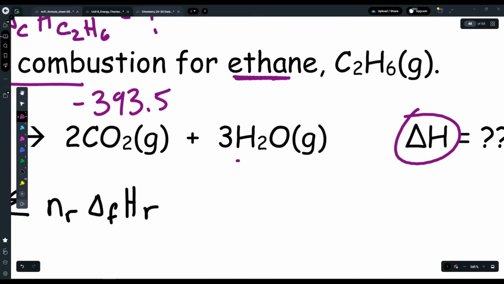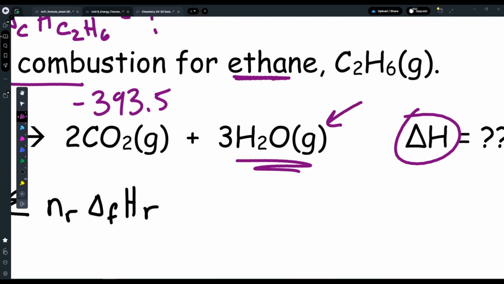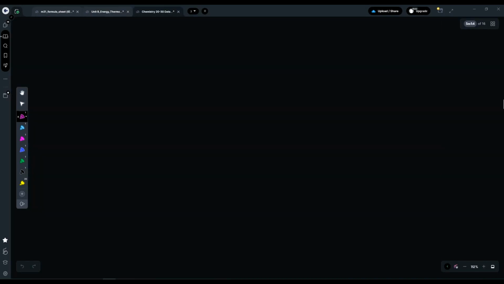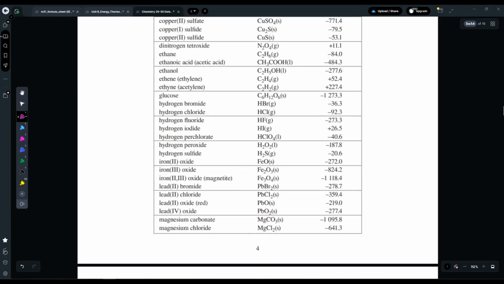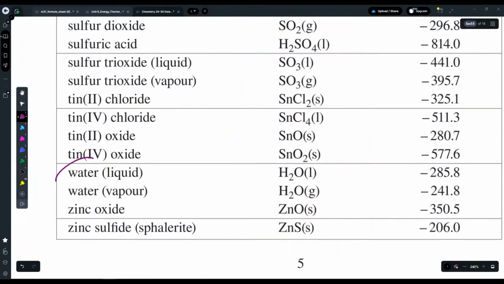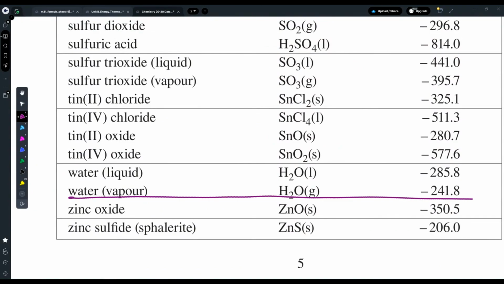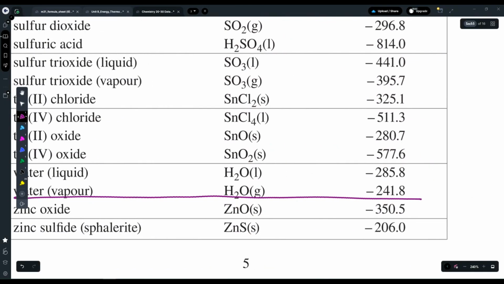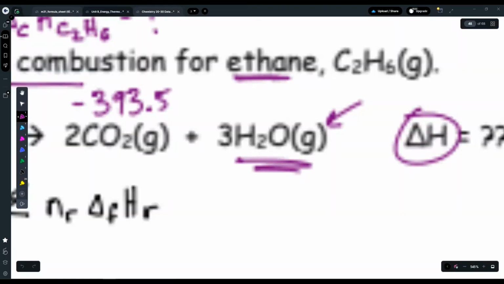Okay, and then for water vapor, you have to be super careful with this because state matters here. So this is water as a gas. Do not give the value for water as a liquid here because they are two different values. So to show you, I'm going to go to page 5. Okay, notice we have water as a liquid and water as a vapor. We need to choose water as a vapor here. Okay, so we're going to write negative 241.8.